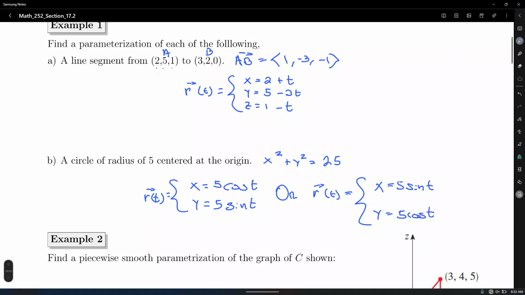What would be the difference between these two? What's the difference? It's the orientation, right? The orientation. What about the orientation of this circle? Clockwise or counterclockwise?